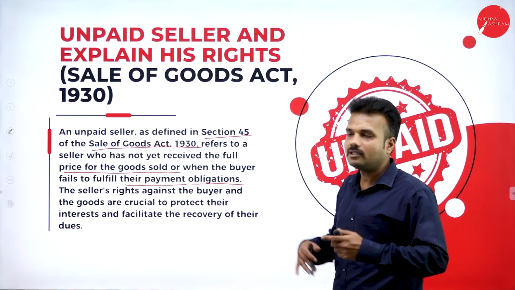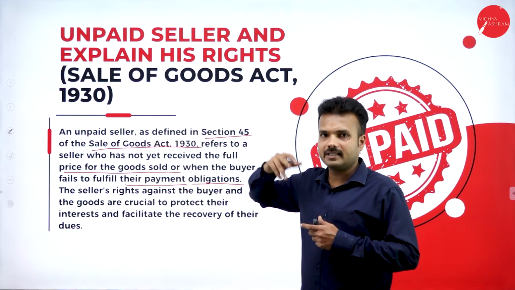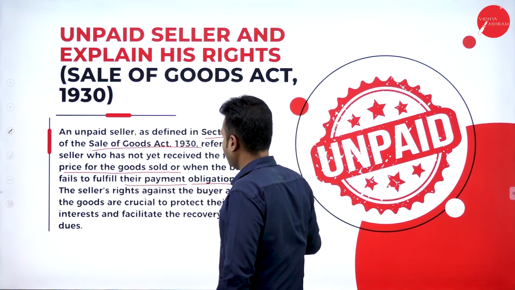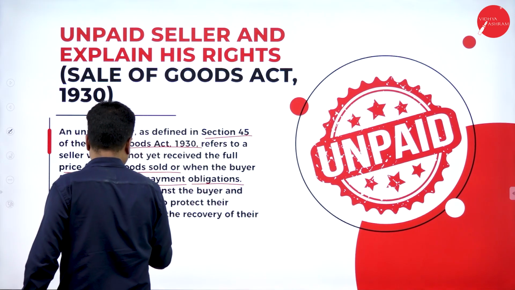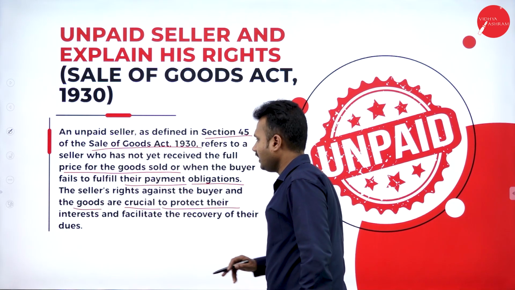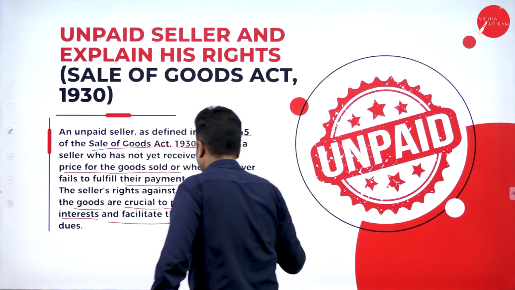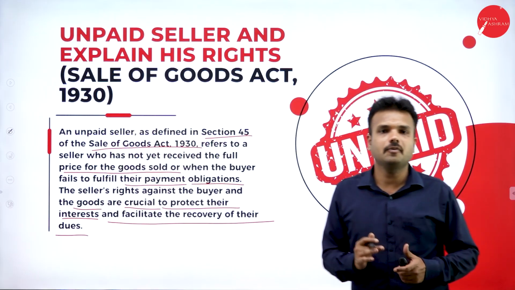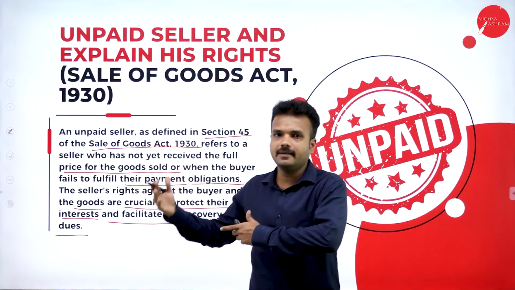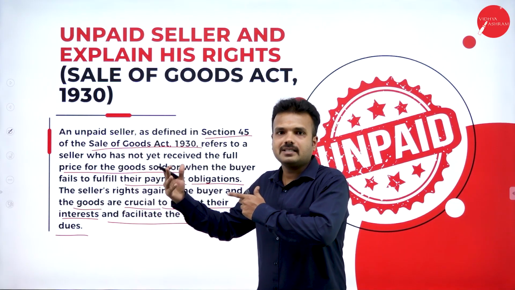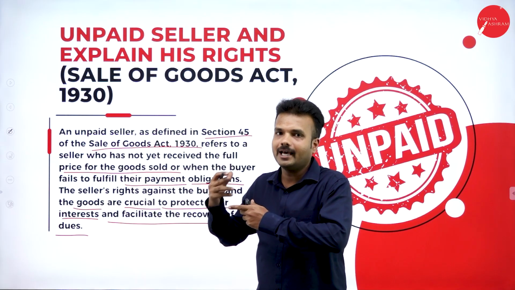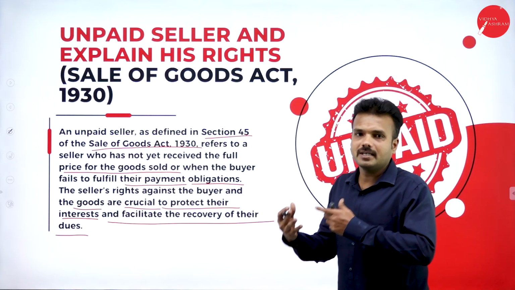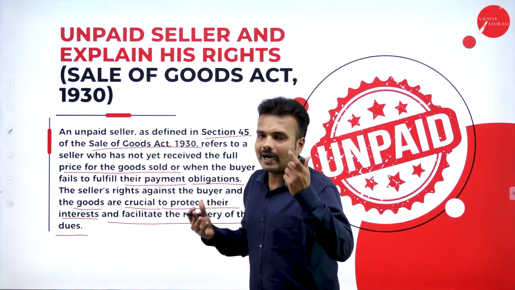It is an obligation of a buyer to pay the amount and collect the good, or to make a promise to pay the amount in future. The seller's rights against a buyer and the goods are crucial to protect their interest and facilitate the recovery of their dues. So what happens in the Sale of Goods Act: once the goods have been delivered, the buyer is going to make a payment, whether wholly or partly. If he has not paid the complete amount, there is a due, and the seller is considered an unpaid seller.